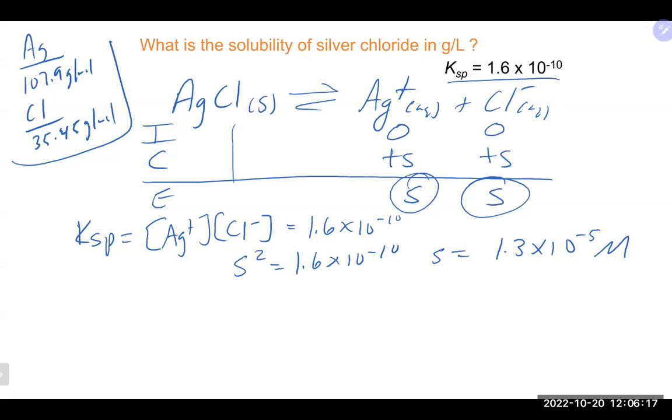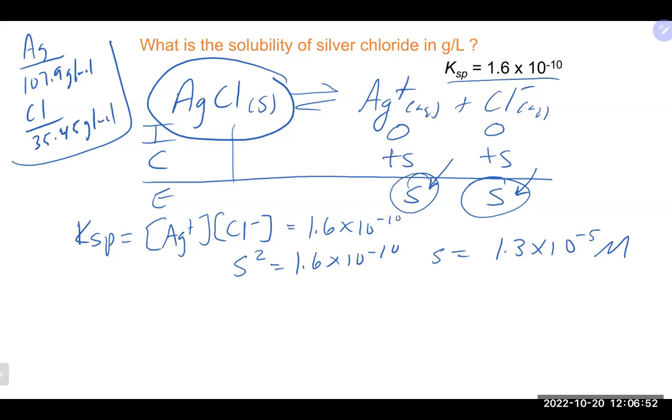First off, any questions on that there? Now, that S is the concentration of silver at equilibrium. It is also the concentration of our chloride at equilibrium. And is that a lot? Not a heck of a lot, right? I mean, that's relatively small. So at this point here, we want to know what is the solubility of silver chloride.